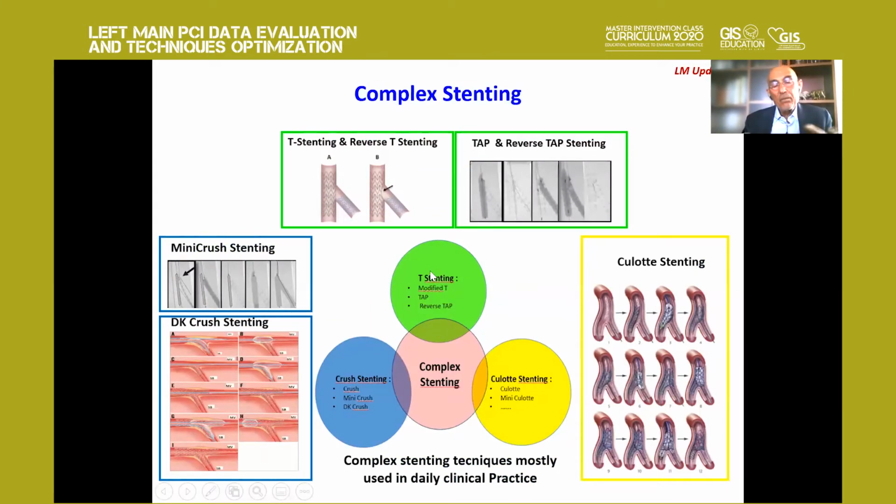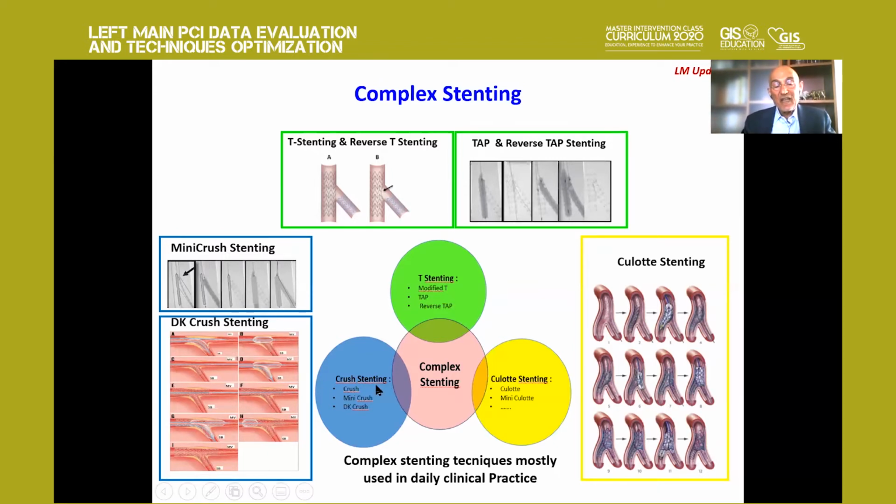I think just to summarize, because we cannot go into details, we can discuss later on. To summarize what complex stenting is, I think we can divide it into 3 families. The T stenting family, which includes any modification to T stenting, and I will include TAP or reverse TAP in this family. That means T stenting and modified T stenting.